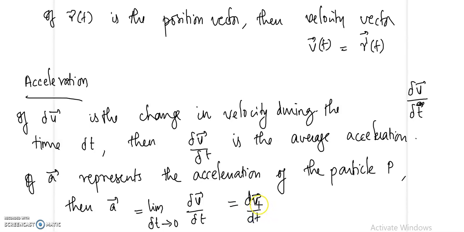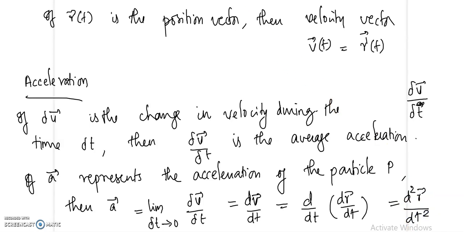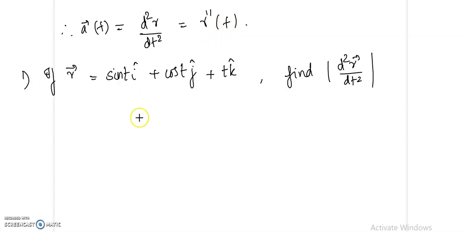So that is the derivative of your velocity vector, which is again equal to d by dt of dr by dt. So that is d square r by dt square. Therefore a of t, the acceleration vector, is given by d square r by dt square. So that is r double dash of t. So that's how we obtain the velocity vector and the acceleration vector.